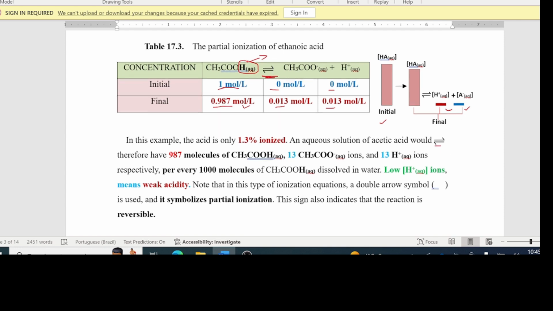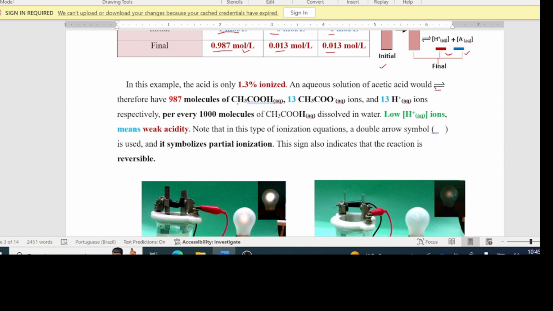So how can we put that in perspective? Another way of putting that is to say that this acid is only 1.3% ionized. In other words, if we have 1,000 molecules of ethanoic acid, in the end you have 987 remaining, and this small number here of hydrogen and ethanoate ions produced. So for every one of these, you have a low concentration of that. The acid must be very weak. If an acid is weak, therefore, you won't have so many ions inside.